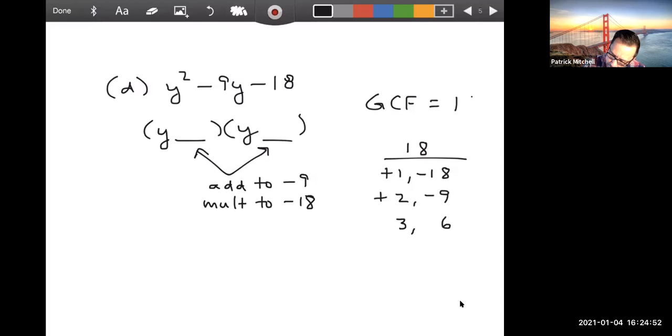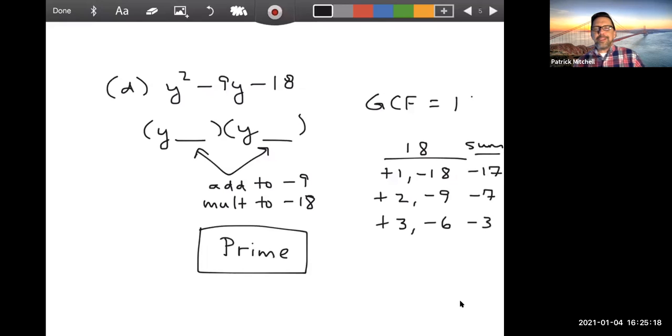So look what happens when you add up these pairs of numbers. I don't think you get a negative 9. You get a negative 17. You get a negative 7. You get a negative 3. You don't get a negative 9. So this is one of those situations when you've tried everything that there is to try and nothing works. It probably means the polynomial is prime.